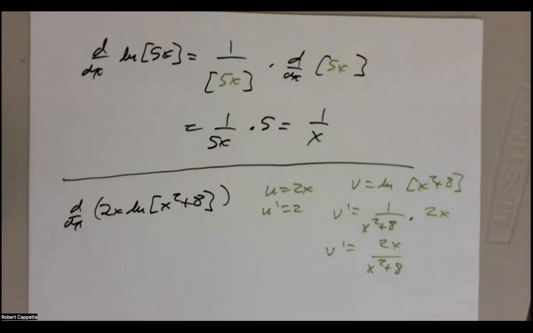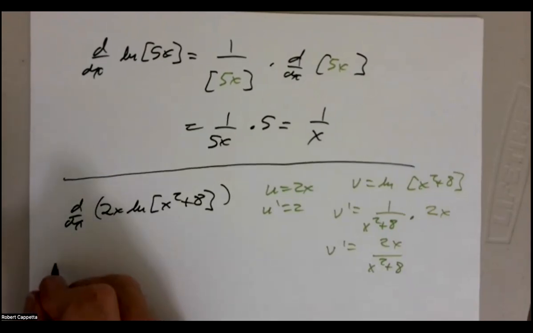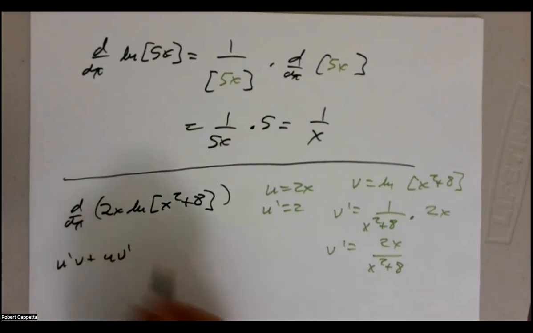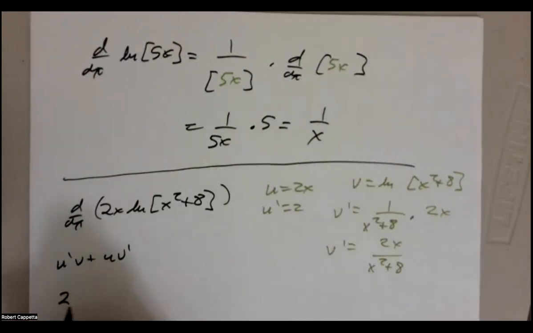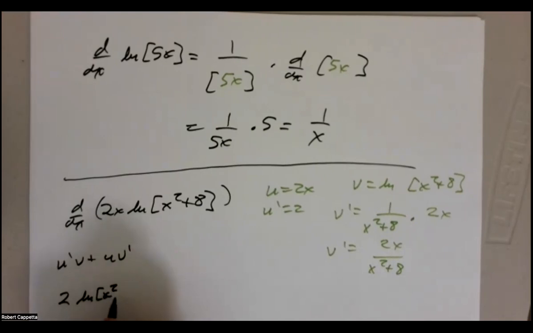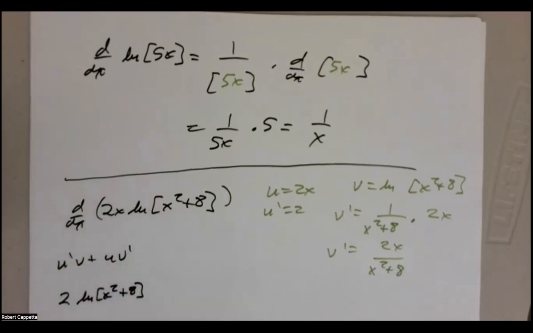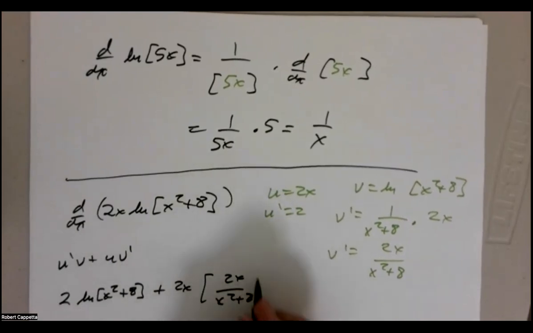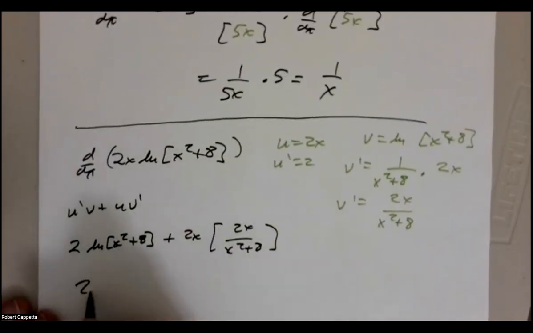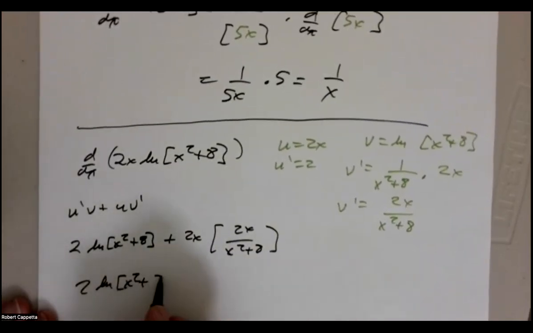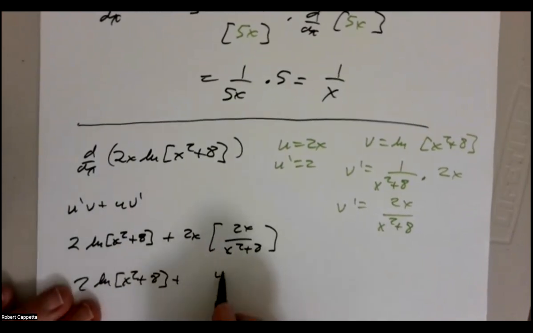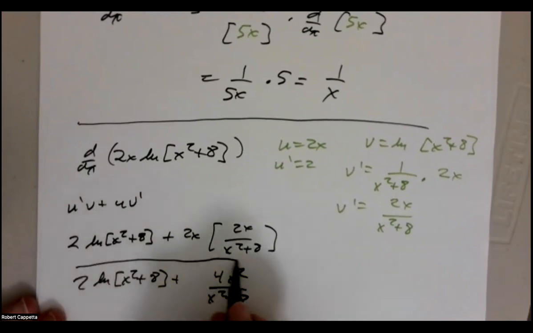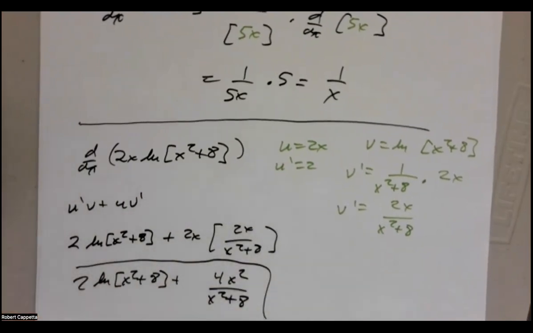And then what do we get? What's our answer going to be? u prime v plus u v prime. u prime v: twice log of x squared plus 8, plus u v prime: 2x times 2x over x squared plus 8. What do I get? I get twice the log of x squared plus 8, plus 4x squared over x squared plus 8. That's what we get there.